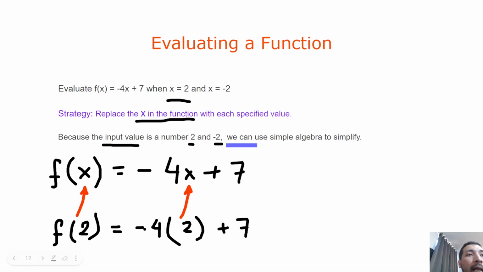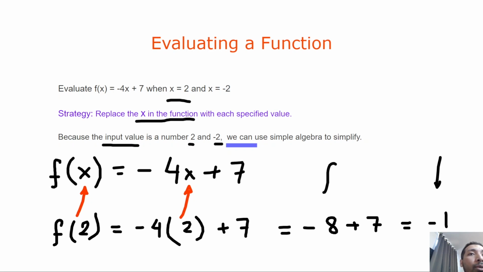Now we'll do the simple algebra. Negative 4 times 2 is negative 8, plus 7. Negative 8 plus 7 is equal to negative 1. So this is my output for the input x equals 2. So you can write f of 2 is equal to negative 1.